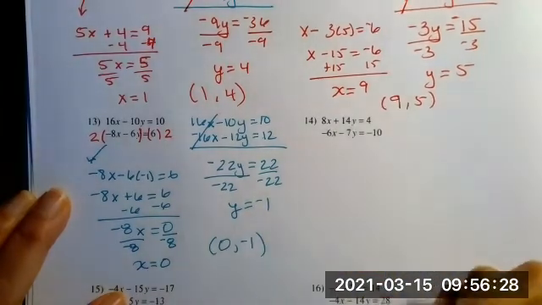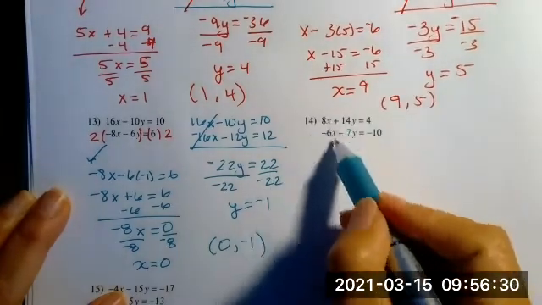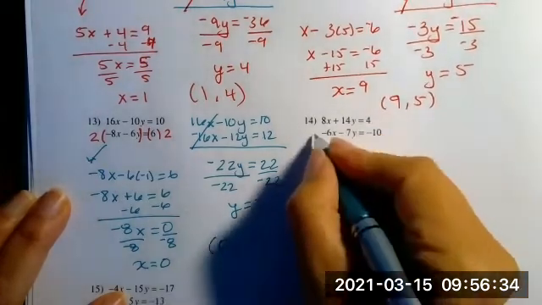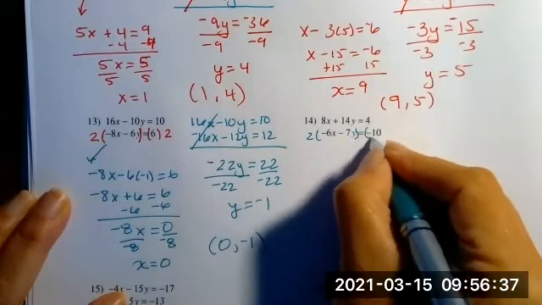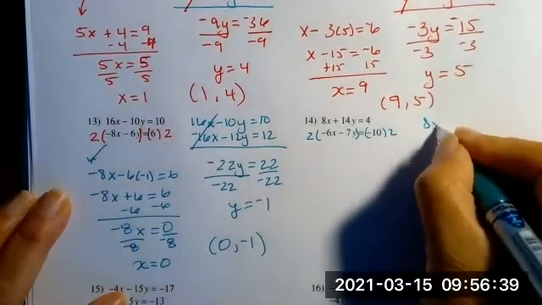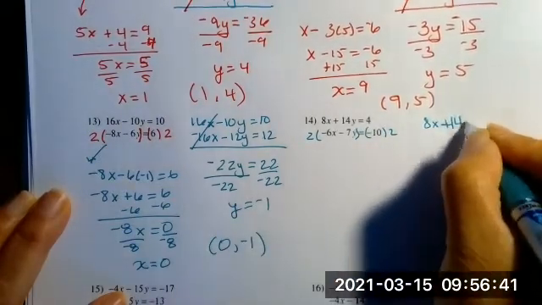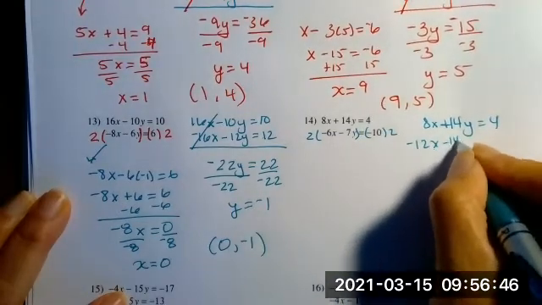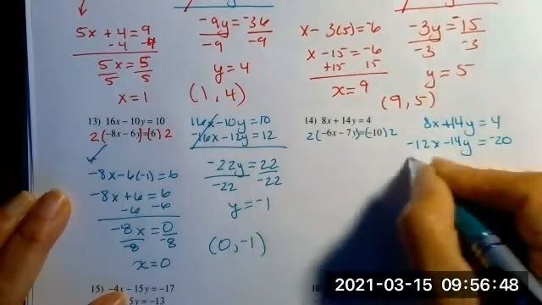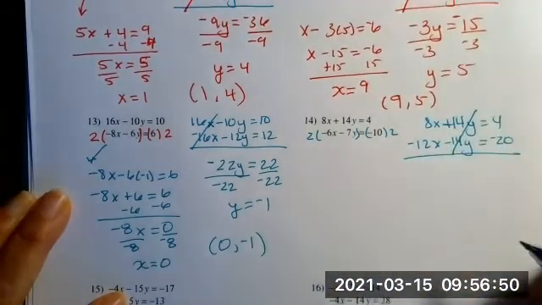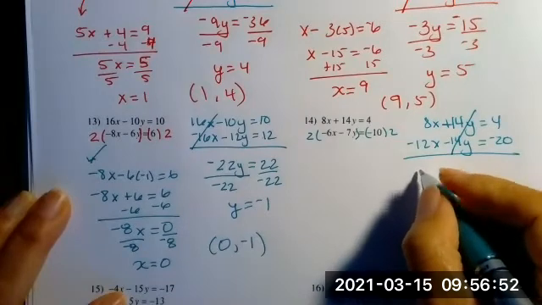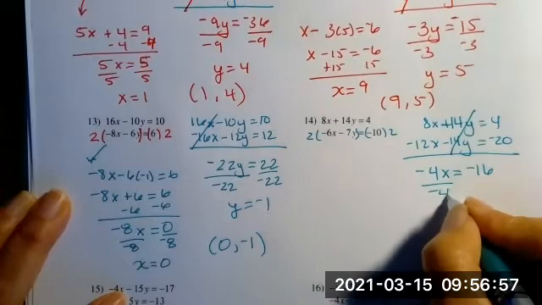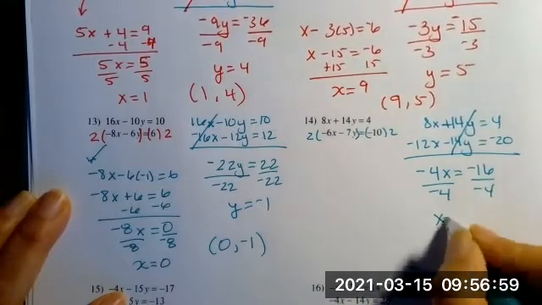Let's try this one. So there's nothing I could do to get rid of the x's in one step. So I'm going to choose to get rid of the y's. Again, I'm going to multiply by 2. This is negative 12x minus 14y equals negative 20. This is going to go away. So we get negative 4x equals negative 16. Divide by negative 4, x equals 4.